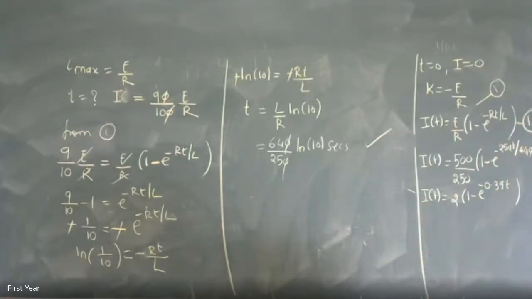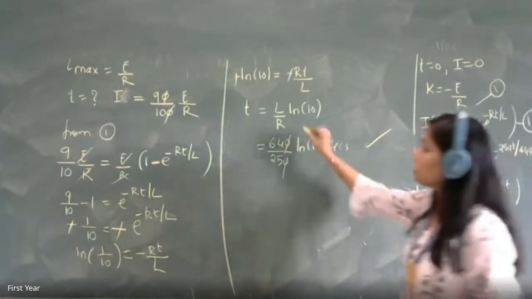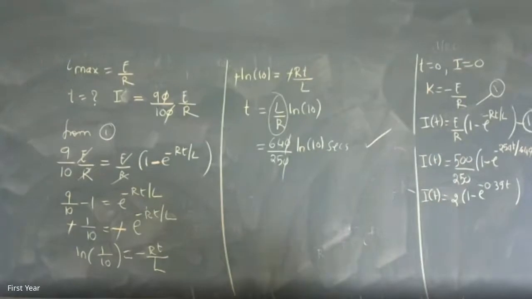What is the time required for the current to reach 90% of its maximum if the differential equation is given? The solution is not given, so you should know the solution and then put this value. But this is generally fixed. L by R is fixed. Only the number with ln changes. For 90% it will be 1 by 10. For 50%, what will you get?